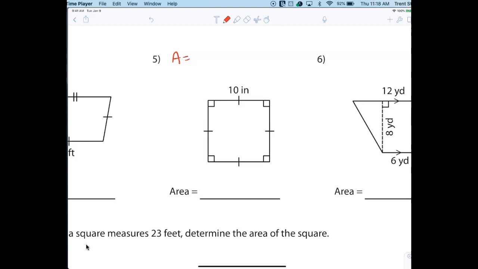Square. How do I find the area of the square? It's still length times width, but what's true about the length and the width? They are the same. So in math, if two things are the same and you multiply them, it's called the side squared. It's just the side squared. Do you really have to know that? No. You just know it's 10 times 10.